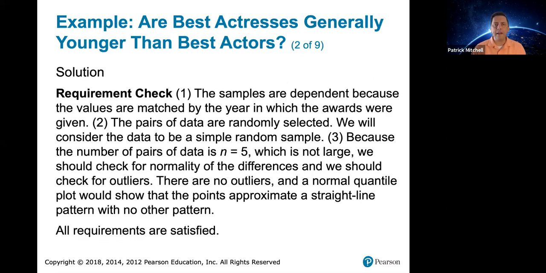Okay, so requirement check, the samples are dependent because the values are matched by the year in which the awards were given. The pairs of data are randomly selected, so we will consider this data to be a simple random sample. Now, because the number of pairs is only n equals 5, we should check for normality of the differences and we should check for outliers, okay? And this comes back to, again, that section in chapter 6 that we didn't cover on assessing normality. So we'll just take their word for it that that population is approximately normal.